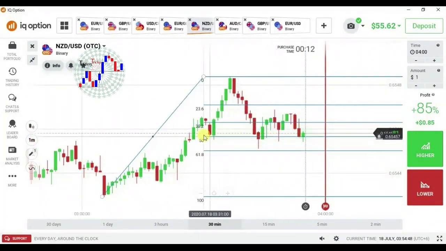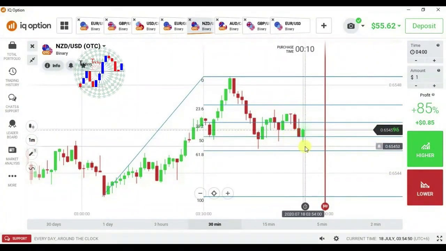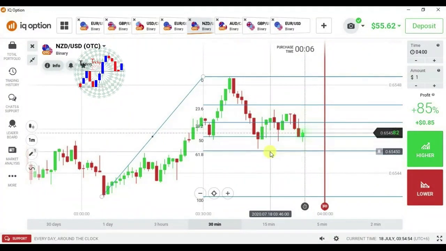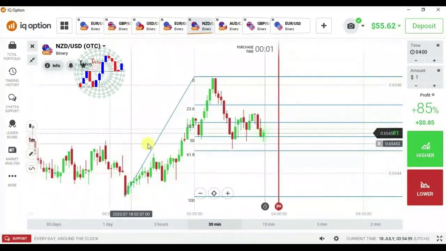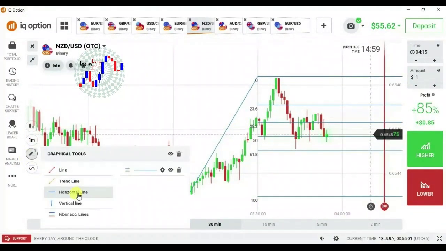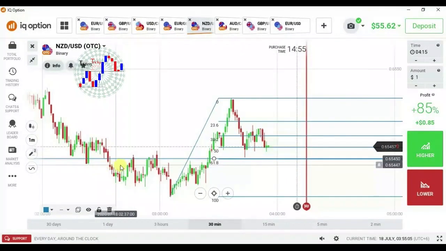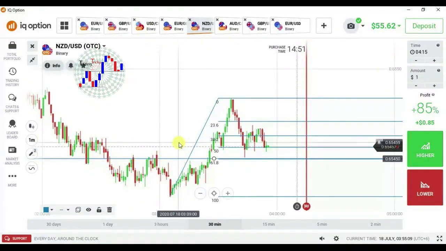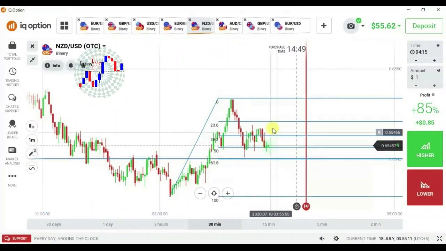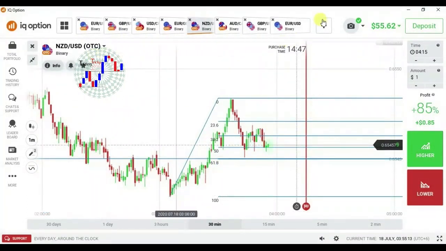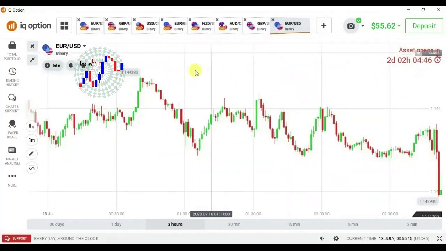So this is a 50 number. It's respecting. Okay, if it breaks, then we can expect price action at the 61 level, but we should make sure the left side has any levels or not. Yes, this is a level, so we can expect price action here too. Okay, so this is OTC. Let's move to the real market here.